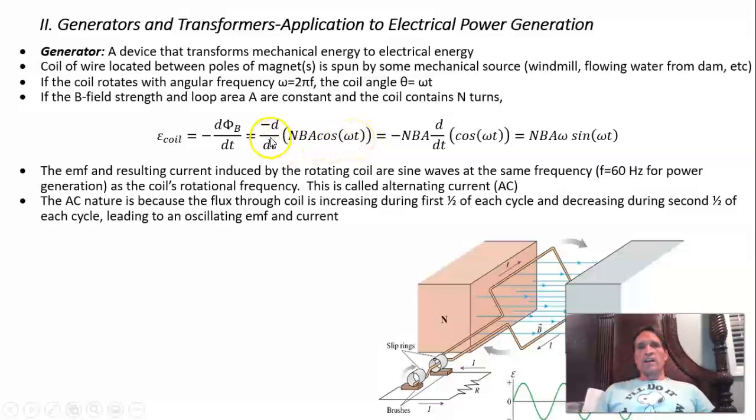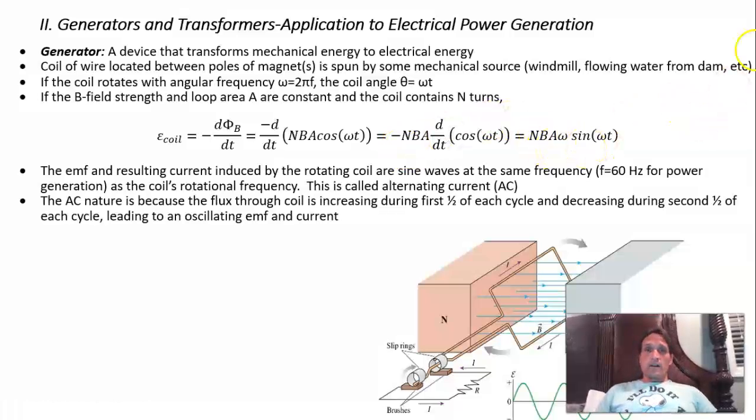And the emf is the negative time derivative of this. Okay. Now, if the number of turns is constant, we can take that out of the derivative. If B and A are constant, we can take those out, and we're left with this expression here. And the derivative of cosine omega t is negative omega sine of omega t. Your negatives cancel, and we're left with the equation of the emf induced in the coil.